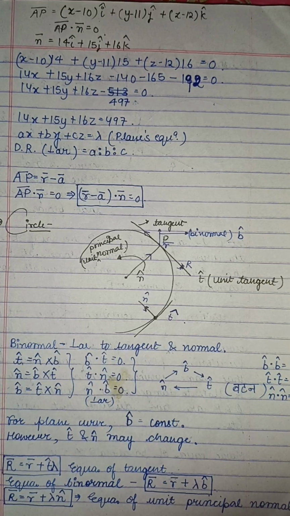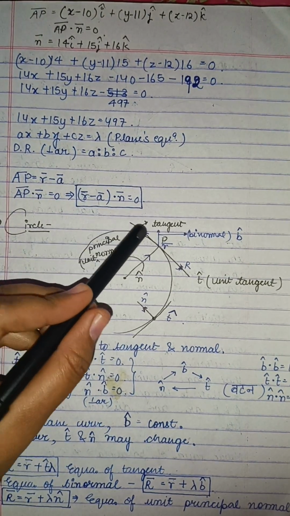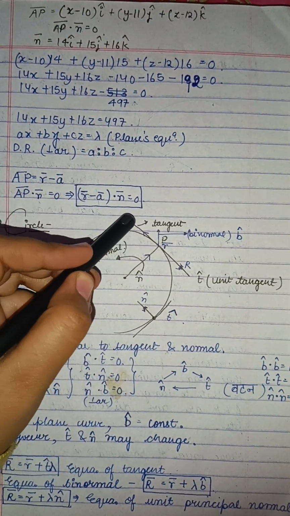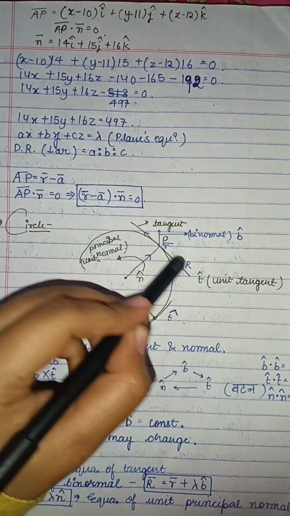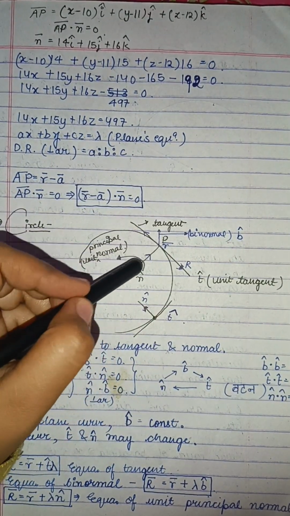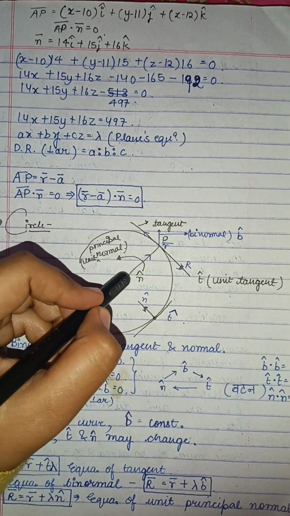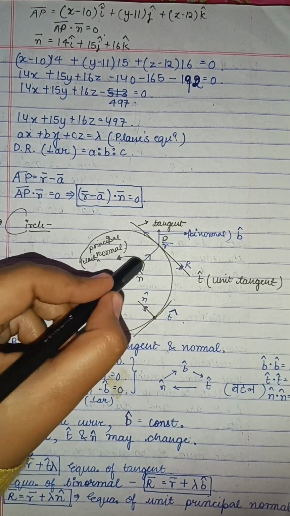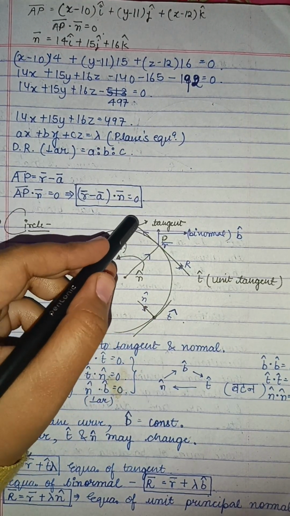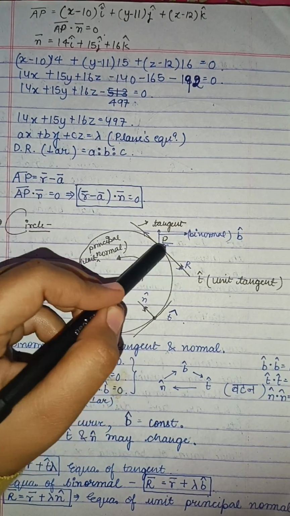Now let us find the equation of a circle. First, suppose there is a circle and let us draw a tangent t along this point r vector, and let us take a normal from the center which joins at this point. So this is perpendicular to the unit tangent vector, and let us draw a line which is perpendicular to both of these.